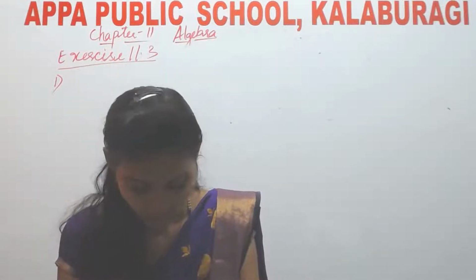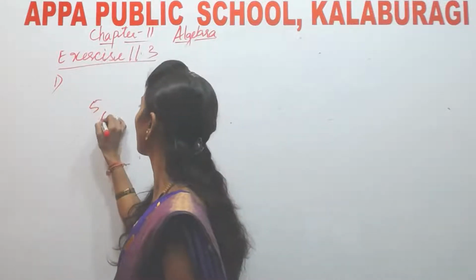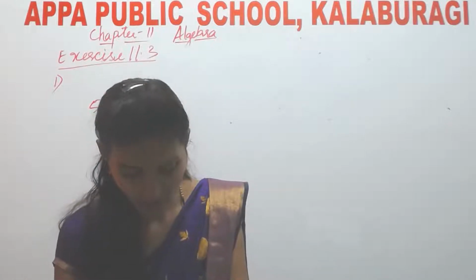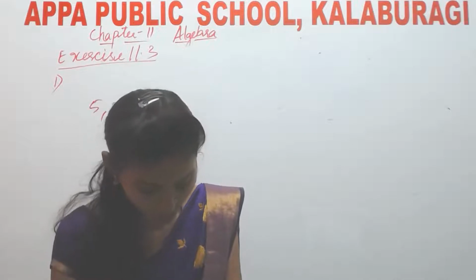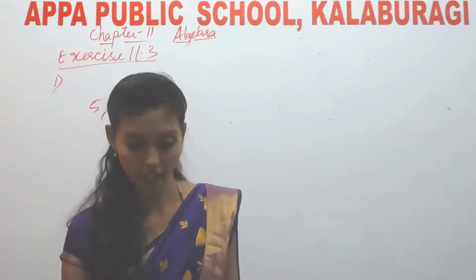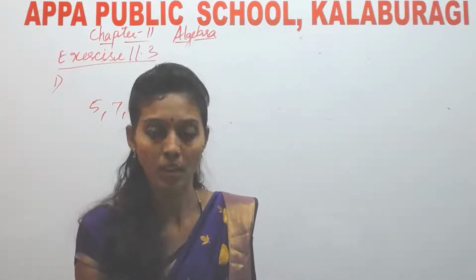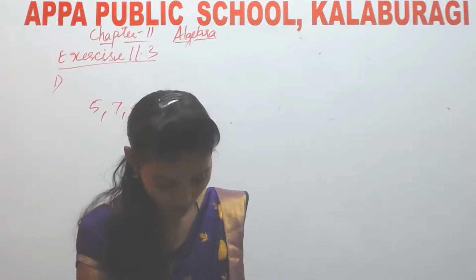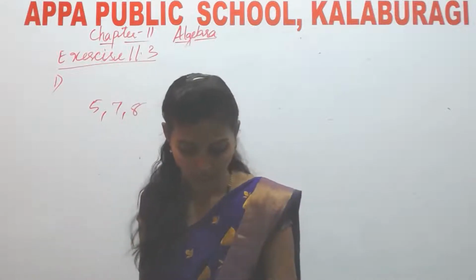From three numbers, 5, 7, 8. Every number should be used not more than once. Use only addition, subtraction, and multiplication, not division. They did not give division here, so use only these three. They have given the hint also. Then you can say this one. Okay, next, the second one.